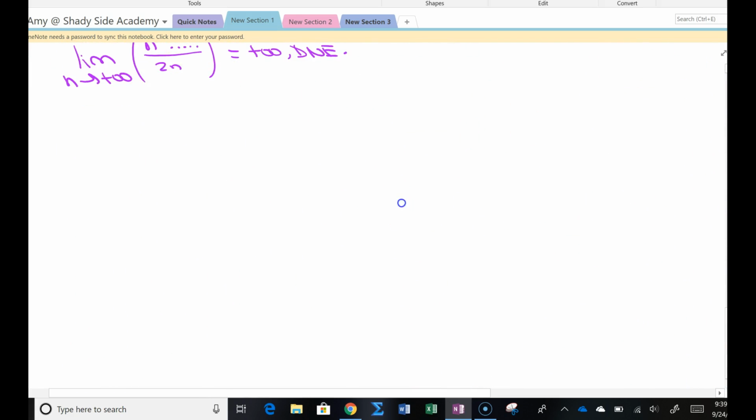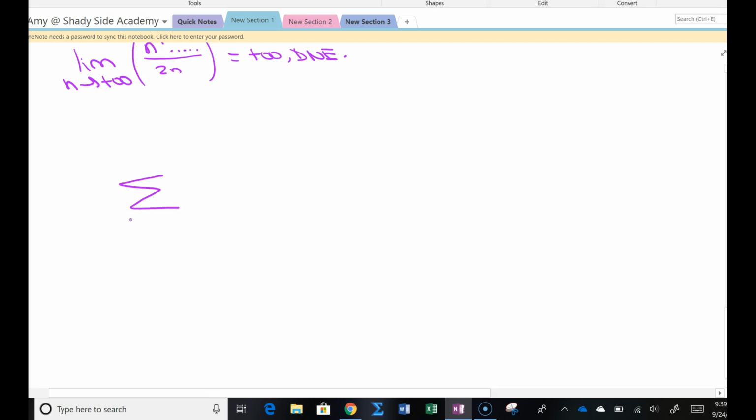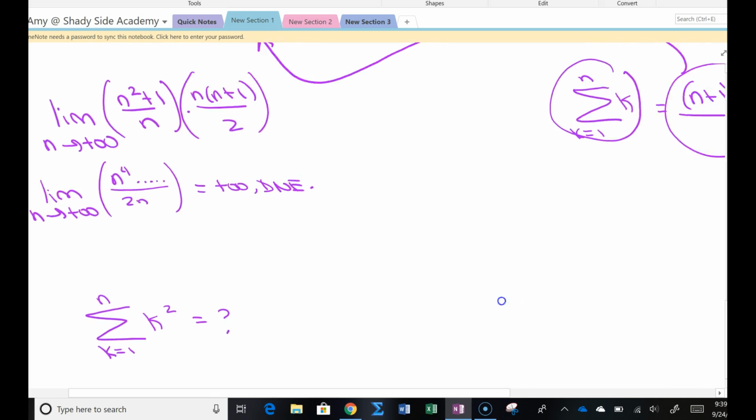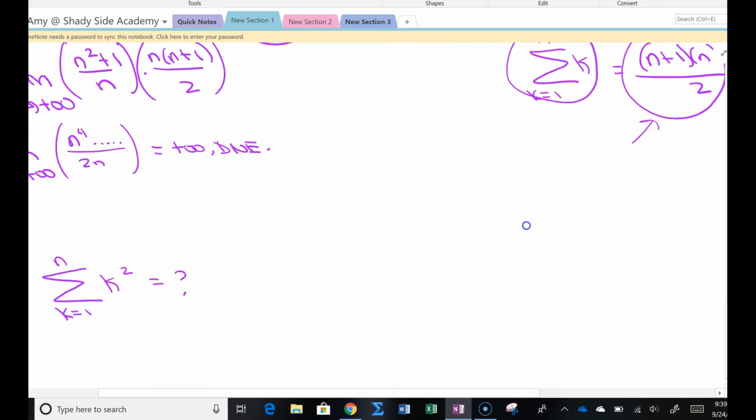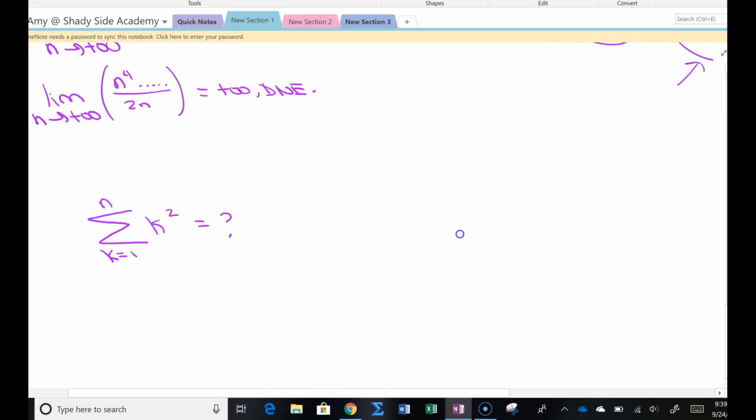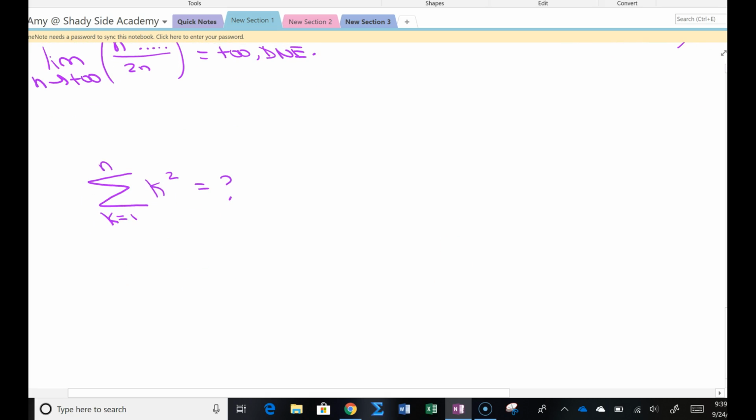Let's see. You had a question, I think one of you said, where did this come from? How did I know what this equals? The summation from k equals 1 to n of not k, but of k squared, right? This here is called the explicit formula for this sum. How did I get the explicit formula for the summation from k equals 1 to n of k squared? Okay, well, let me show you.